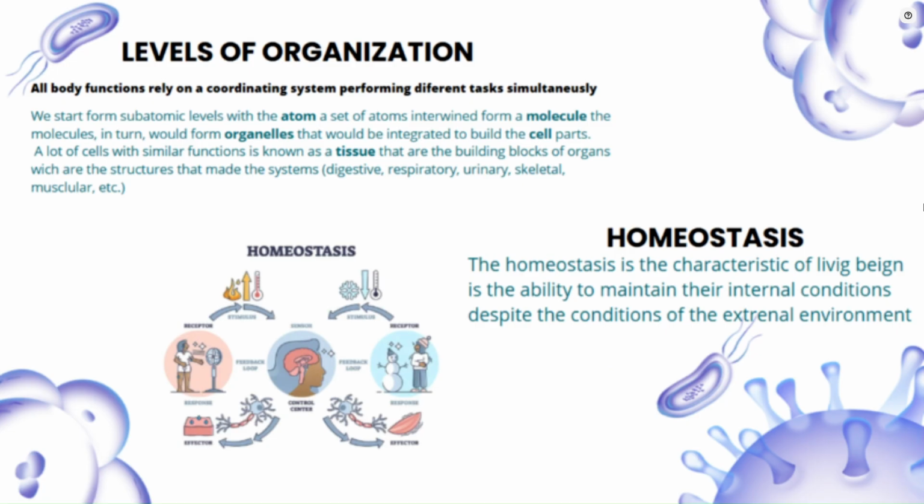For levels of organization, all body functions rely on a coordinated system performing different tasks simultaneously. We start from the subatomic level with the atom. A set of atoms intertwined form a molecule. The molecules in turn will form organelles that will be integrated to build the cell parts. A lot of cells with similar functions is known as a tissue, which are the building blocks of organs, which are the structures that make up the systems, such as the digestive, the respiratory, the urinary, the skeletal, muscular, etc.